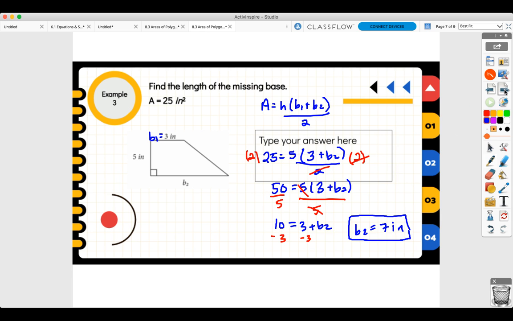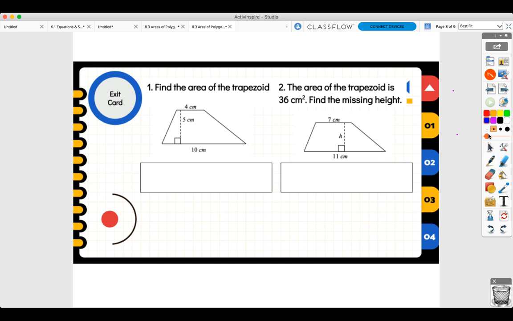Okay. And you're left with your exit card. There's only these 2 problems. I believe that's it. Yep, that's it. Only those 2 problems. Bye.